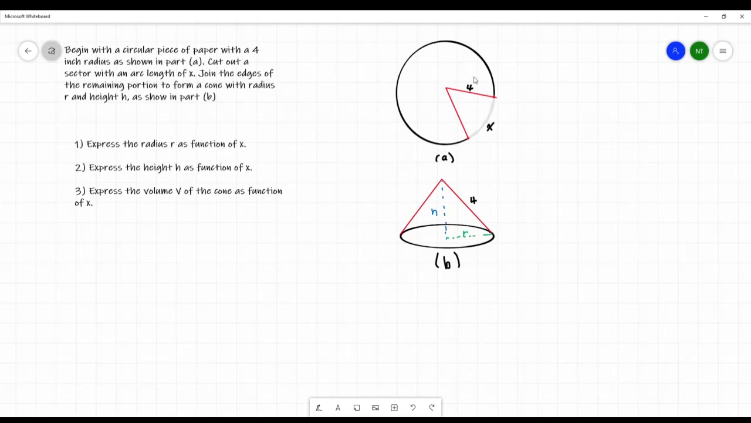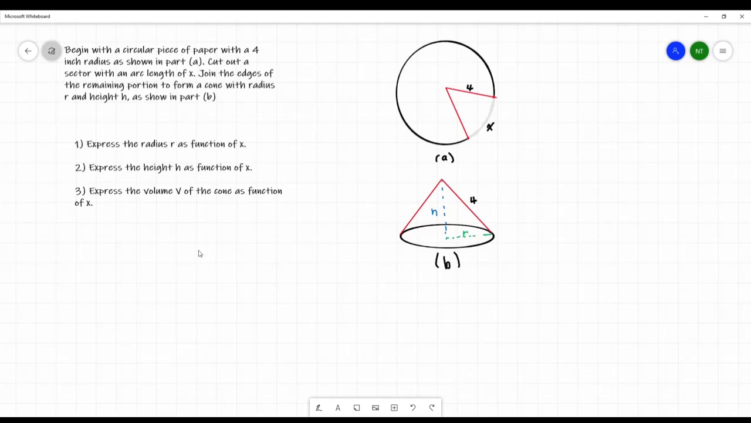After we do that, we join this paper together, and we have a cone. The hypotenuse here, or the side here, is 4, and the base here is represented here. So we went from here to here. And what this problem is asking us to do is to express the radius r as a function of x.